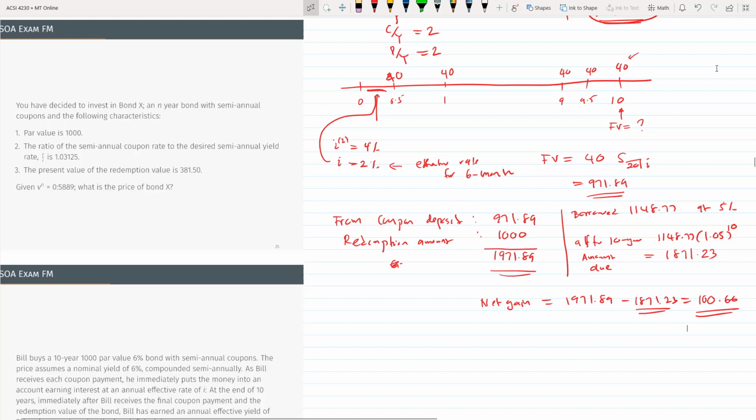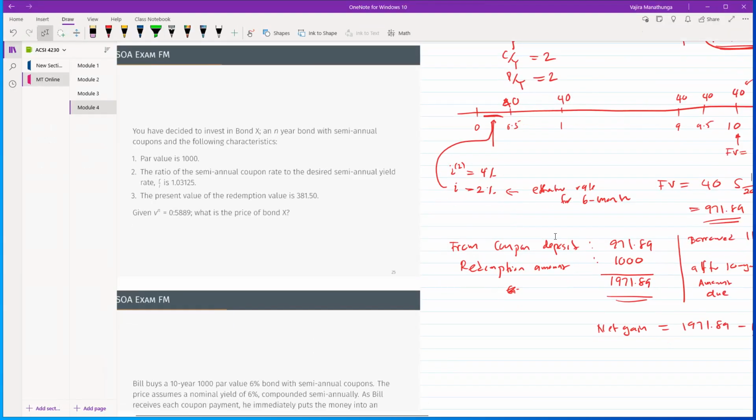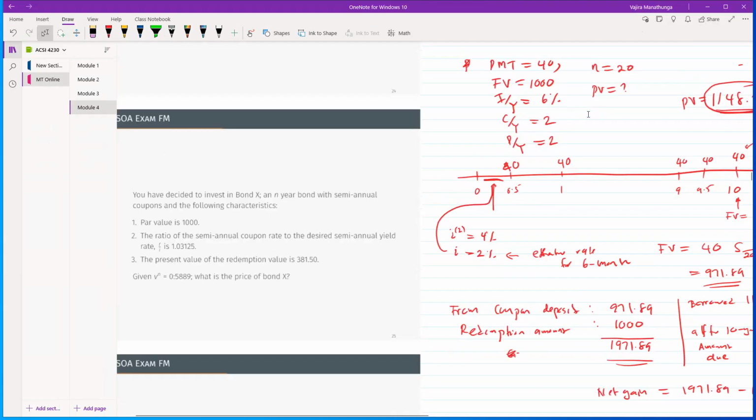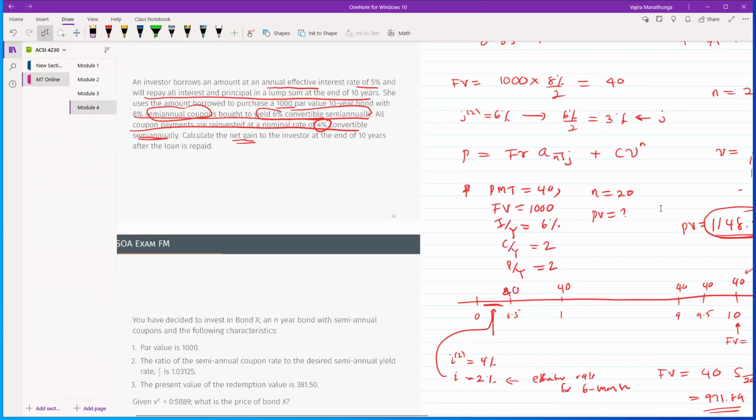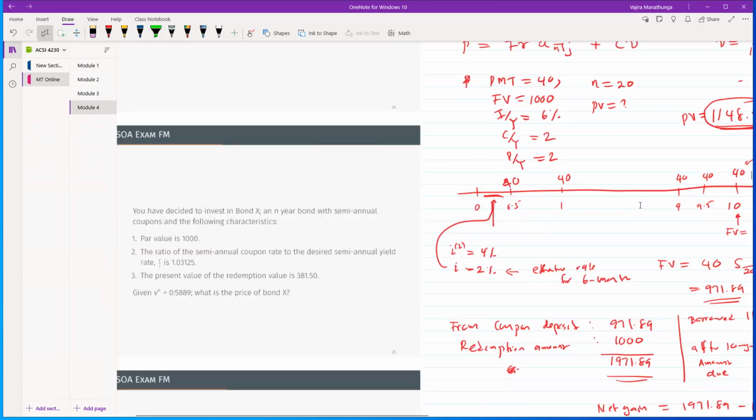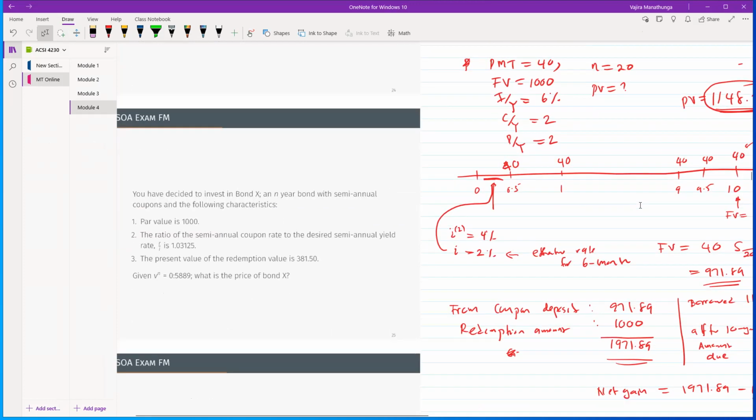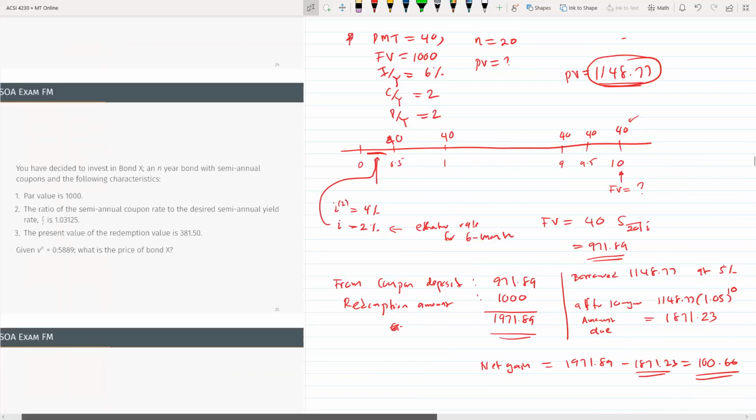Now think about that. If you did this for a large investment, instead of 1,000, you did 1 million, then you have a nice profit from this investment. Instead of just borrowing 1,148 to buy that bond, what happens if you borrowed 1 million and bought that many bonds and then realized that gain? Then it will be a big net gain. Okay, so let's see this problem and see whether we can do it.